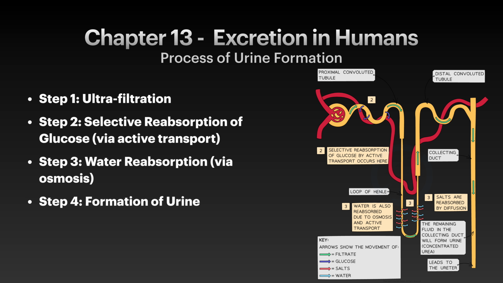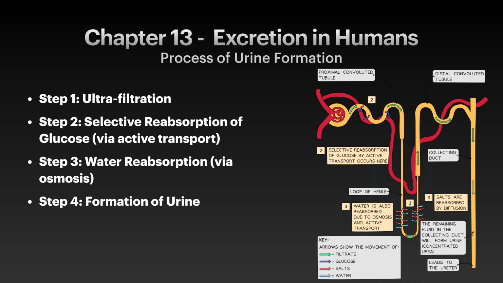Now, let's dive into the actual process of urine formation. Step 1 is ultrafiltration, which happens in the glomerulus and the Bowman's capsule. Blood enters the glomerulus under high pressure because it comes directly from the renal artery, which is connected to the aorta. The capillaries get narrower as they go deeper into the glomerulus. This high pressure forces some molecules out of the capillaries and into the Bowman's capsule. This process is called ultrafiltration.